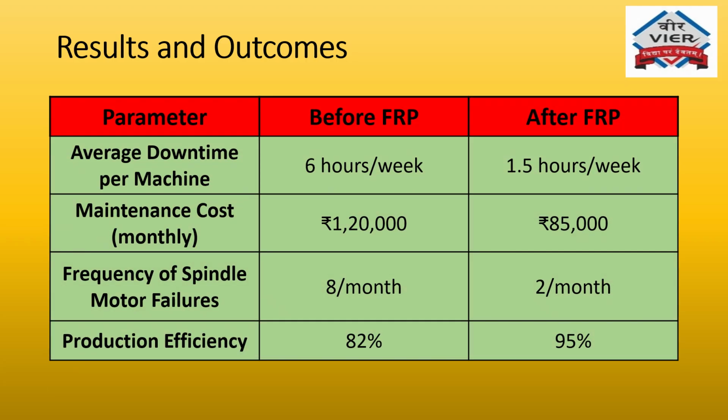Average downtime per machine before FRP was 6 hours per week, which was reduced to 1.5 hours per week. Monthly maintenance cost was also reduced from 1,20,000 to 85,000. The frequency of spindle motor failures was also reduced from 8 per month to 2 per month. Production efficiency also increased from 82% to 95%.